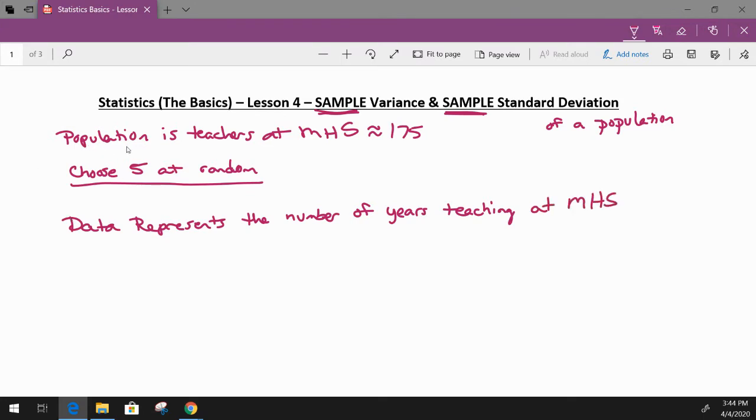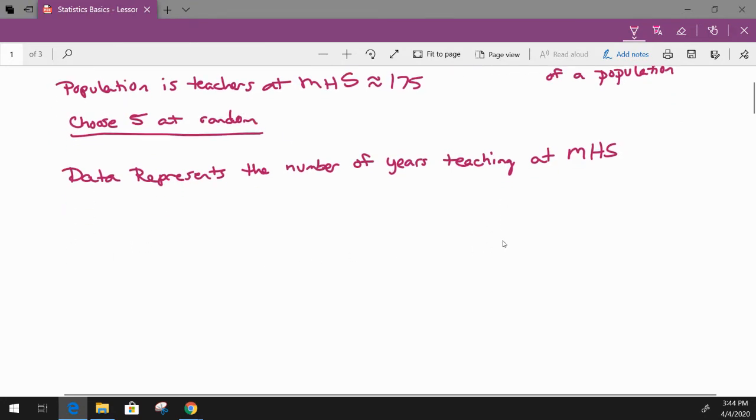So even though there are about 175 teachers, we are going to only choose 5 at random and ask them, how many years have you been teaching at Maryville High School? Let's say the first person says they have 5 years experience, then 1 year of experience, 5 years, 3, 10, and 23. So those are my 5 pieces of data that I'm going to use for my sample variance and my sample standard deviation.